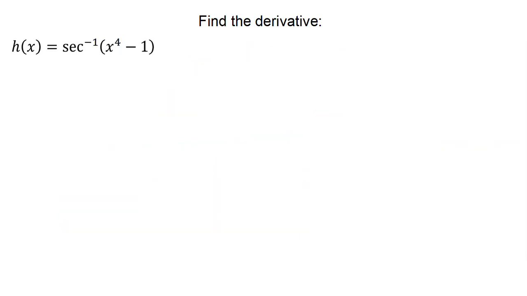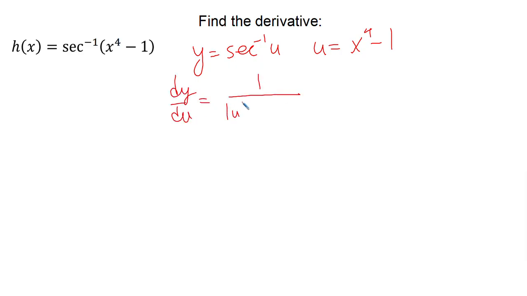Alrighty, we got the last one here. We've got the inverse secant of x to the 4th minus 1. So this is y equals the inverse secant of u, where u is equal to x to the 4th minus 1. So if we're going to go through and take our derivatives, we'll have dy/du is equal to 1 over absolute value u times root u squared minus 1, because that's the rule that we have memorized for inverse secant. And then we have du/dx is just 4x cubed.